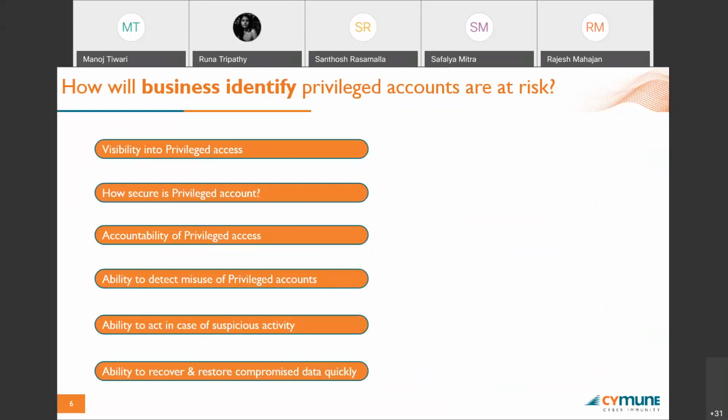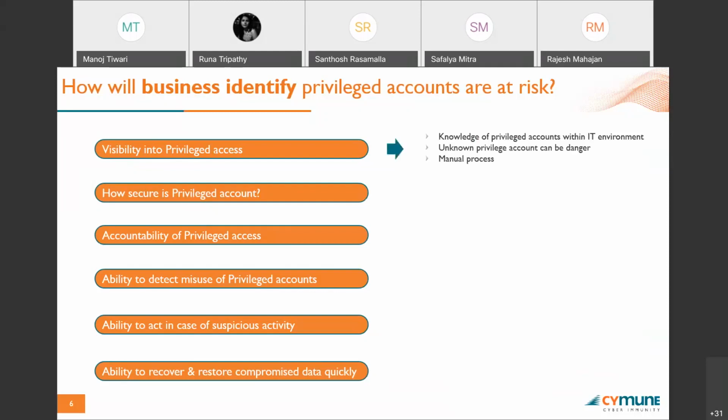So this is the question where they have to decide whether they really want to go for a privileged access management solution, to have them assess internally whether their privileged accounts are at risk or not. These are the few steps we can follow. First thing is we can check whether you have visibility into your privileged access or not.